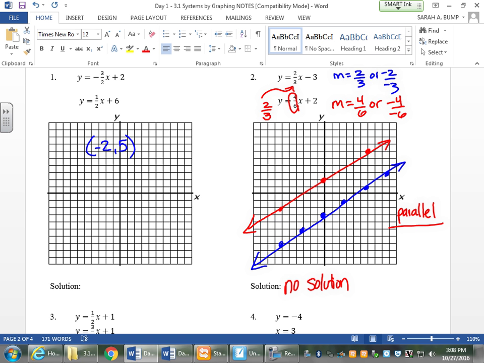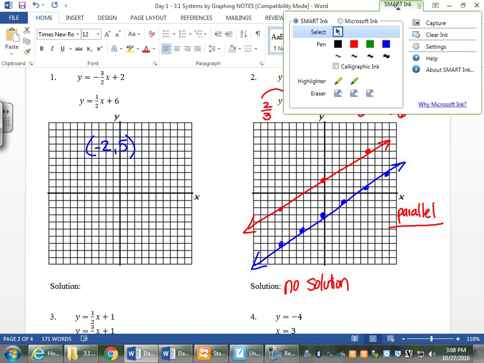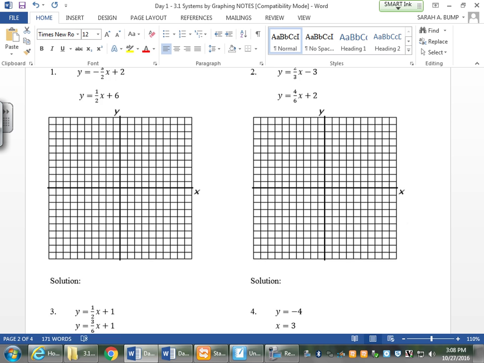You guys can pause the video if you need a couple more seconds to copy that down, and I'm going to erase and continue on. You guys can unpause when you're ready.